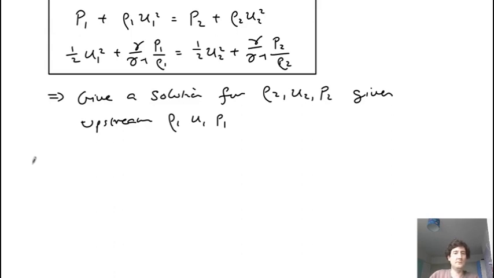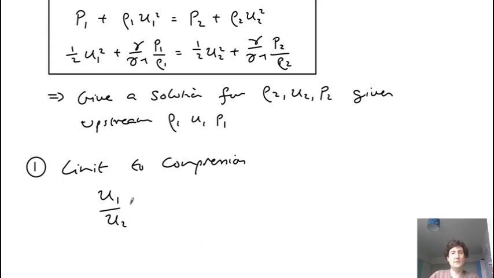So maybe if I just cover the limits to compression. You can derive an equation for the ratio of the upstream to the downstream velocities, and then because u times rho is constant, this is just related like this to the densities, and this is just the ratio of the density downstream after the shock to the density upstream.